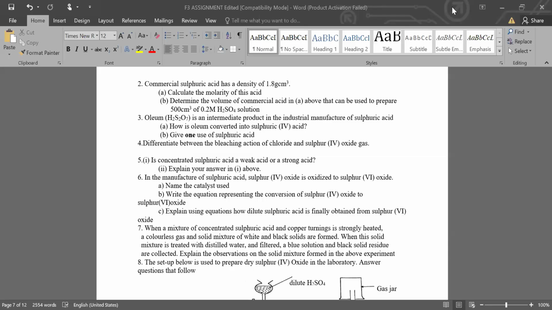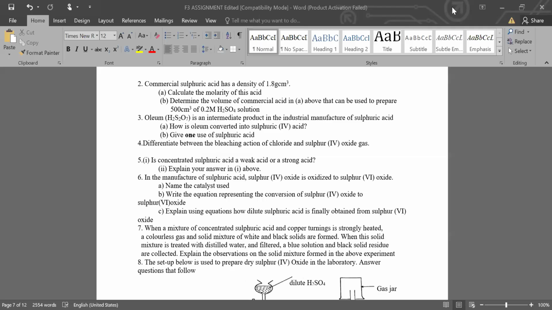And that is how we differentiate the bleaching of chlorine and the bleaching of sulfur 4 oxide. Chlorine is by oxidation, sulfur 4 oxide is by reduction.